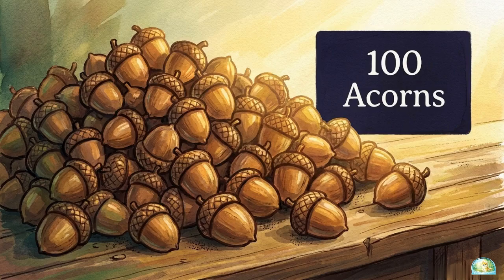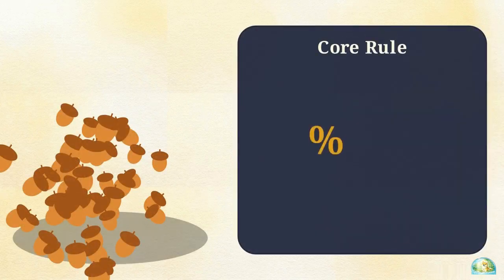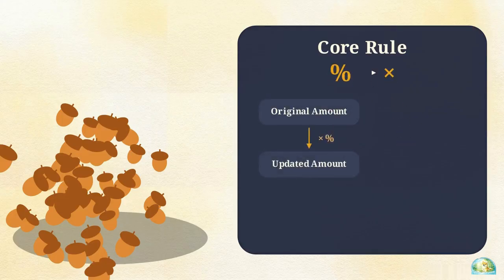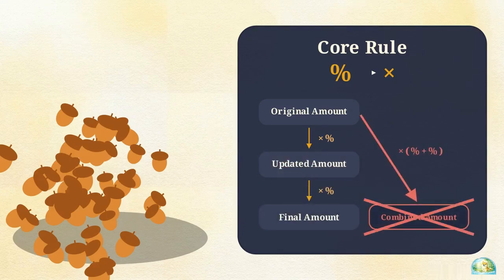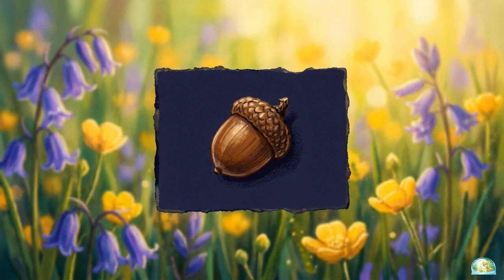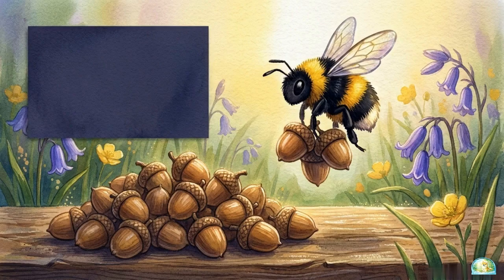A percent is simply a proportion out of 100, and you find it by multiplying. This diagram illustrates the core rule written on the card. A percent multiplies. And when a transaction has multiple steps, you apply each percentage sequentially, one at a time, to the updated amount. You never calculate them all at once. To master this, we don't look at percentages as abstract numbers floating in space. We view them as physical portions of a whole pile that we manipulate step by step.